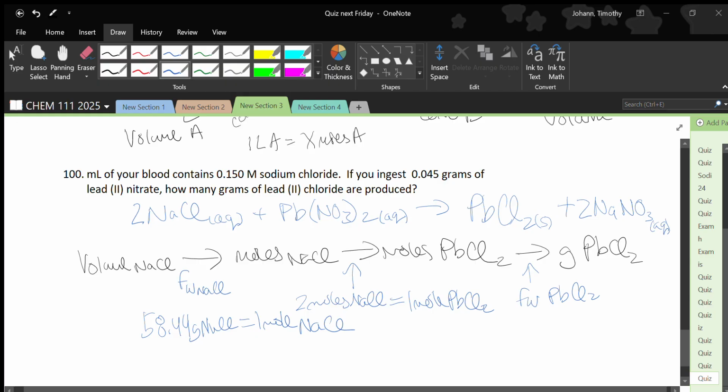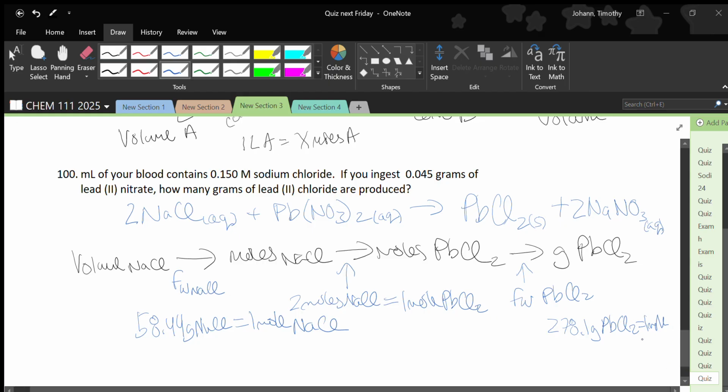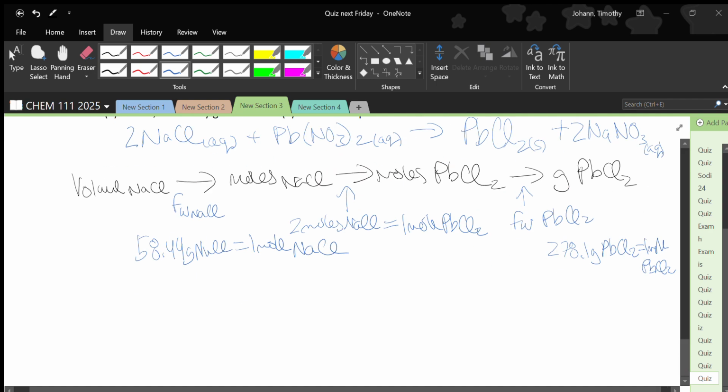Okay, and then anybody super fast and already done lead chloride? 278.1. All right, 278.1 grams of lead chloride is equal to 1 mole lead chloride. All right, we're ready to do this.